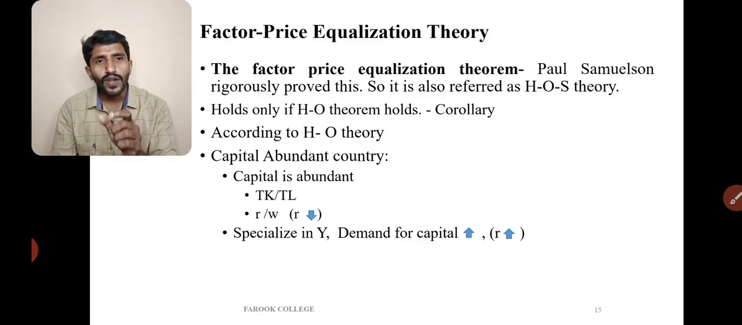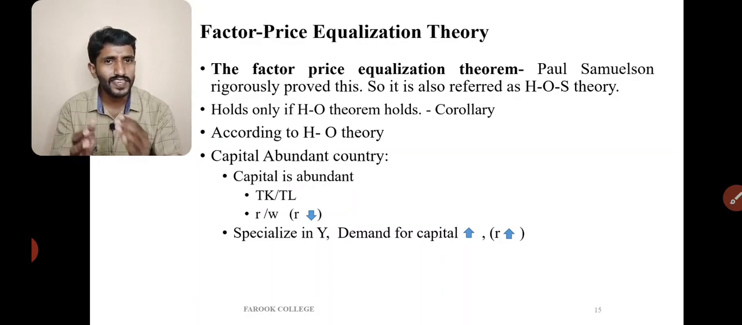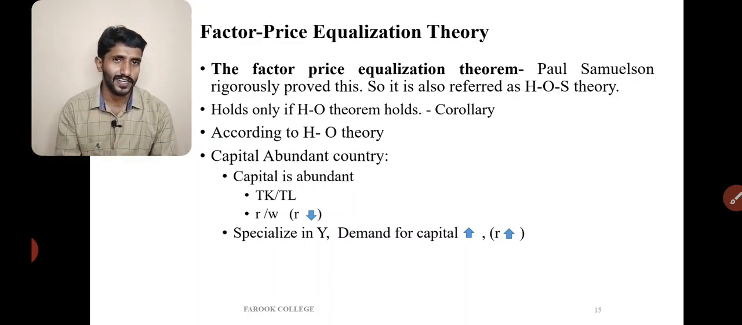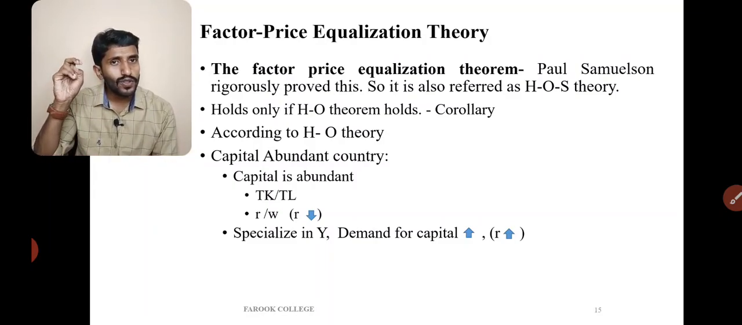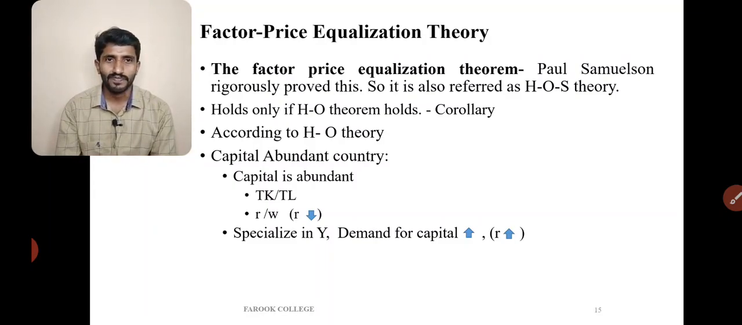And it holds only if HO theory holds. Factor price equalization theory holds true only if HO theory holds true, or if HO theory works. That's why we are saying that it is a corollary to HO theory. It means that it is a part of HO theory itself. That's why we have said that there are two core theorems in HO theory.